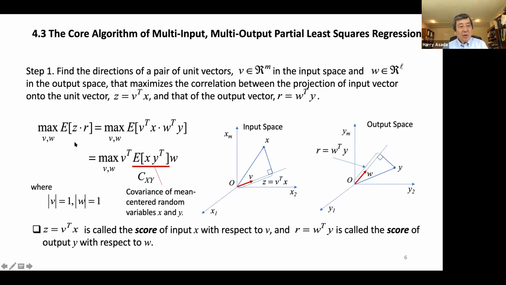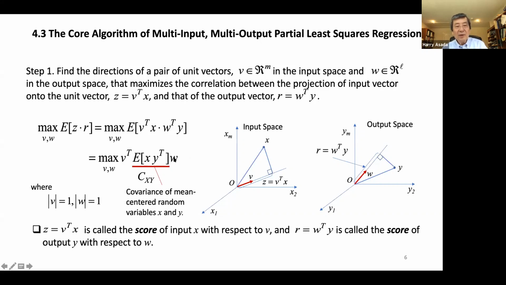Okay, so let's compute this. Z by definition is V transpose X, right? And R, by definition, is W transpose Y. Here, X and Y, the input and output space data points, are random variables. V and W are not. So this expectation applies to X and Y. But you have to make this dimensionally consistent, so you can replace this one by Y transpose W, and then put X and Y back to back. That results in this.